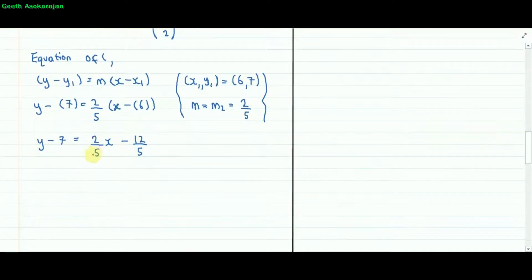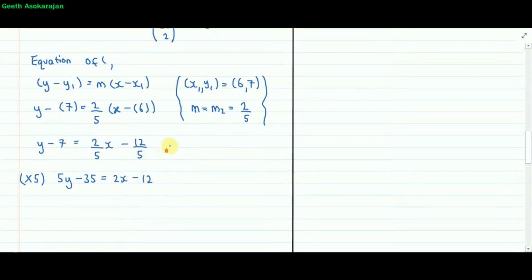Now let me get rid of these 5's in the denominator. In order to do that, I can multiply the entire equation by 5. So 5 times y is 5y. 5 times minus 7 is minus 35. 5 times 2 over 5 is 2, so 2x, minus 5 times 12 over 5 is 12.